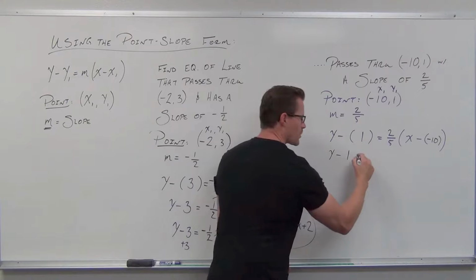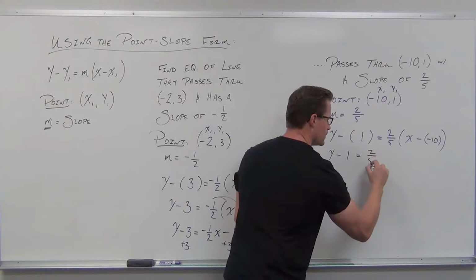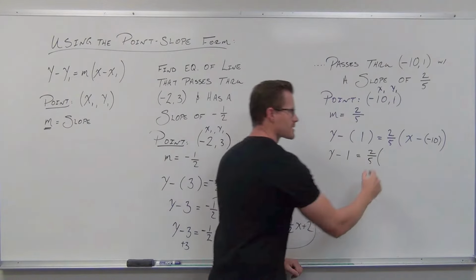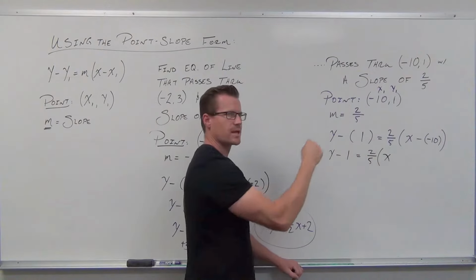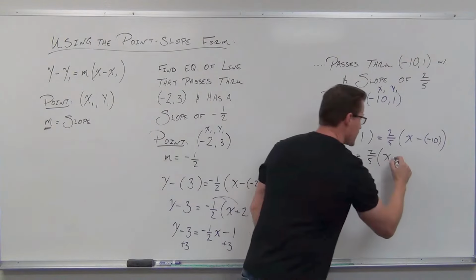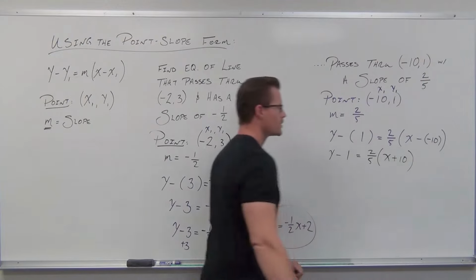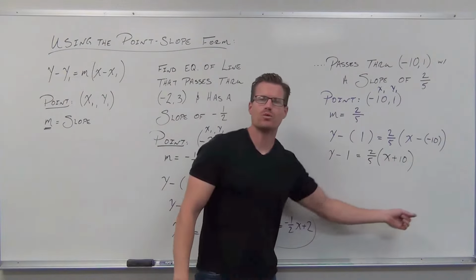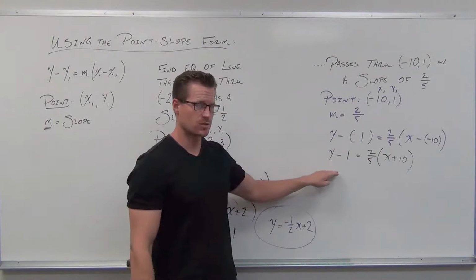Y minus 1, no problem. Let's leave it hang there for a second. 2/5 looks good. X, okay, x minus a negative. I'm subtracting a negative, that means I'm adding. That's plus 10. Your next step, there's nowhere to add 1 right now. That's your last step, so don't worry about that.